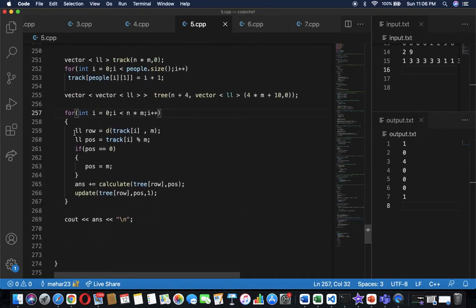We simply use this function again to find the particular row that we have. Then the position in that particular row we can get by taking the remainder. You have to handle one more case: if the remainder is 0, then the position is m, not 0, because we don't have a position 0 in the row. It has to be from 1 to m. Then we calculate in that particular row using BIT how many people were before him, update the binary tree belonging to that row with a plus 1 value, and simply return the answer, right?